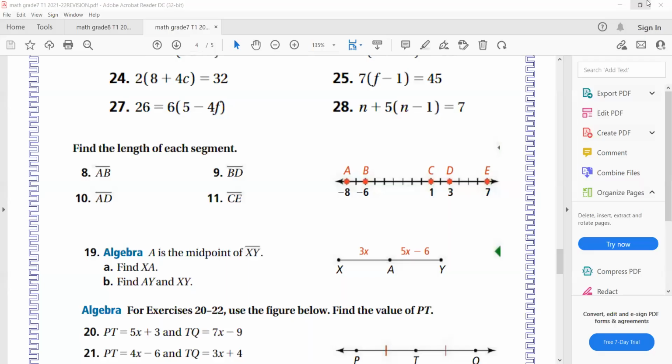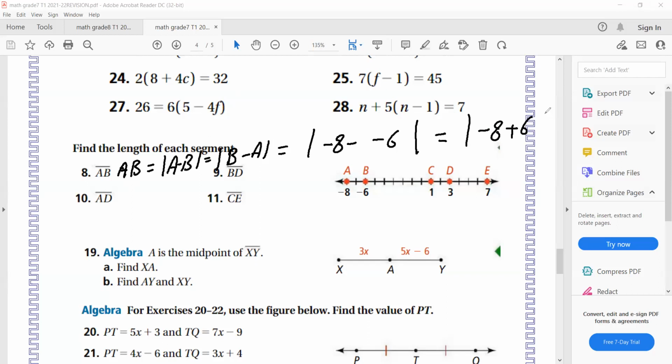Okay, the length of each segment, AB equals what? AB equals the absolute value of A minus B, or the absolute value of B minus A. I get A minus B, minus 8 minus 6. Then it will be minus 8 plus 6. It will be minus 2. Absolute value, it will be 2. Then from A to B, 1, 2. 2 steps.